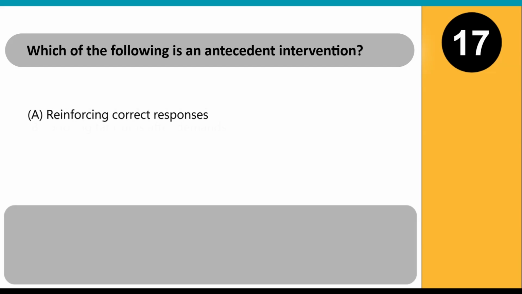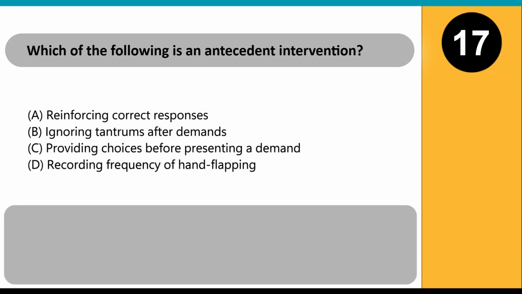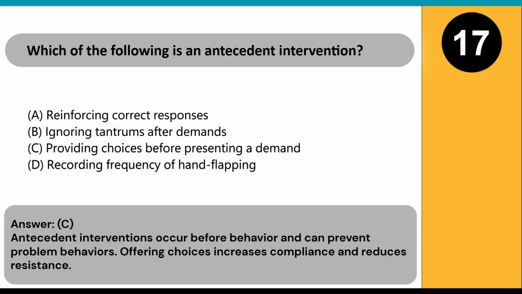Which of the following is an antecedent intervention? A. Reinforcing correct responses. B. Ignoring tantrums after demands. C. Providing choices before presenting a demand. D. Recording frequency of hand flapping. Answer: C. Antecedent interventions occur before behavior and can prevent problem behaviors. Offering choices increases compliance and reduces resistance.